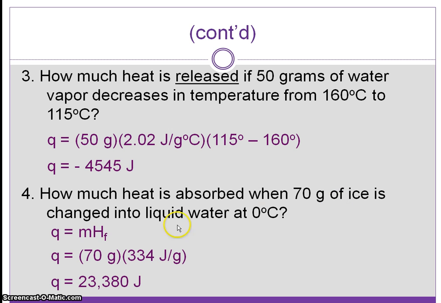So for ice to liquid, we're going to use Q equals M times HF. All you have to do is plug in your mass. This number came from your reference tables. It's on the first page about halfway down. And just check and make sure your answer makes sense. We have a positive Q, which makes sense because it's being absorbed.